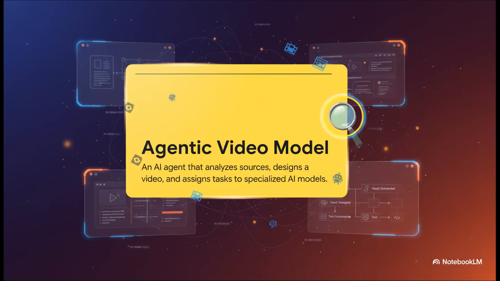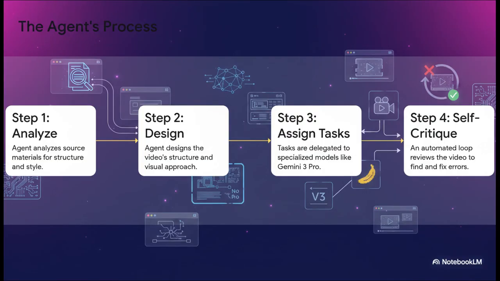So how does this magic actually work? Well, the tech behind it is called an agentic video model. Now, that sounds super technical, but the key thing to understand is that this isn't just one single AI doing everything. It's much smarter than that. Think of it more like an AI director, an agent that reads your documents, comes up with a script and a visual style, and then acts like a project manager, handing out specific jobs to a whole team of specialized AIs. And this is the crucial part, this 4-step process.